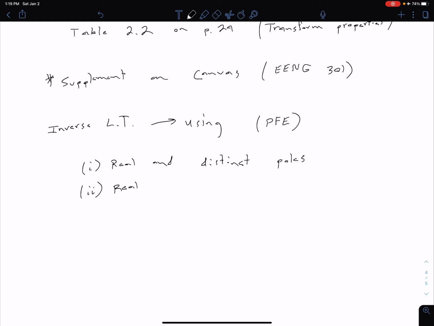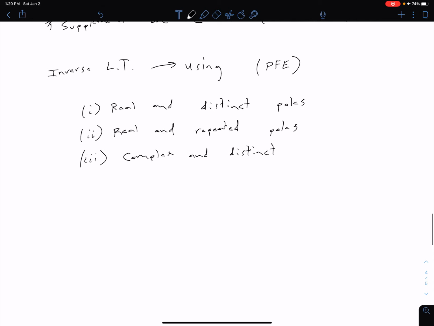For our second case, we have real and repeated poles. Also, if you look at some of those examples in the supplement, hopefully that'll clear it up as well. Our third case is complex and distinct poles. In the supplemental notes, that's as far as I went in terms of detail, but there's actually a 4th case as well that just gets a little more tedious, and that's complex and repeated poles.